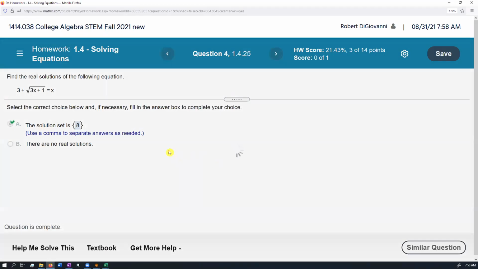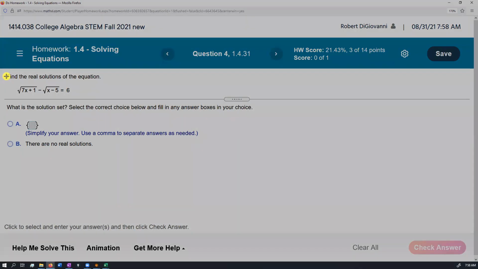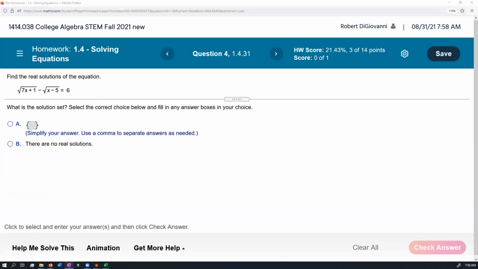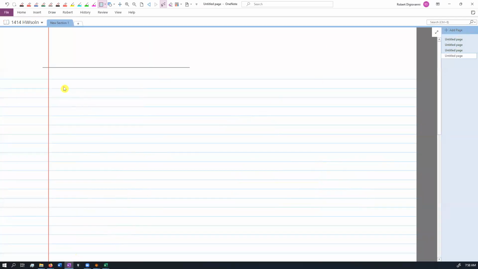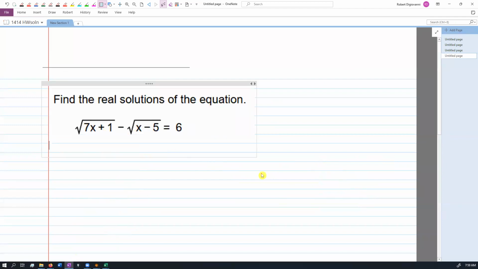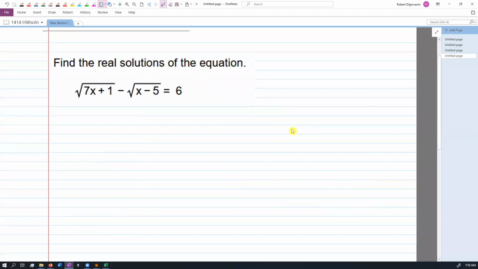All right. Next problem. Now we're getting complicated here. We got 2 radicals. So this is a special type of problem. If you have 2 radicals, then what you want to do is isolate one of them. So I'm going to isolate this one. I'm going to move the other radical to the other side, and when I do that, it becomes a positive. So it becomes 6 plus the square root of x minus 5.